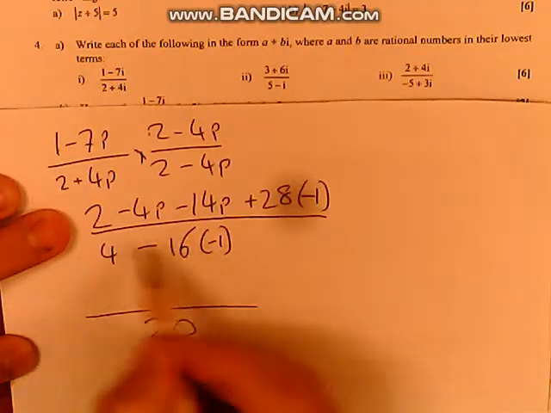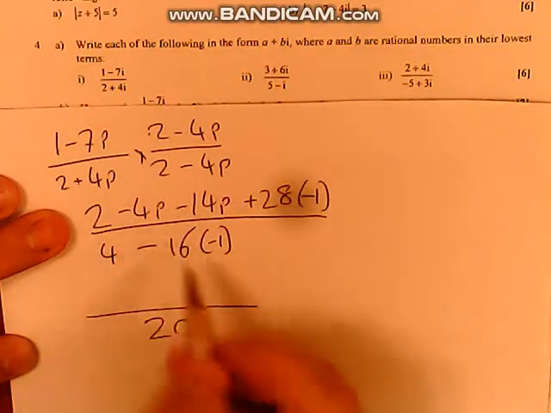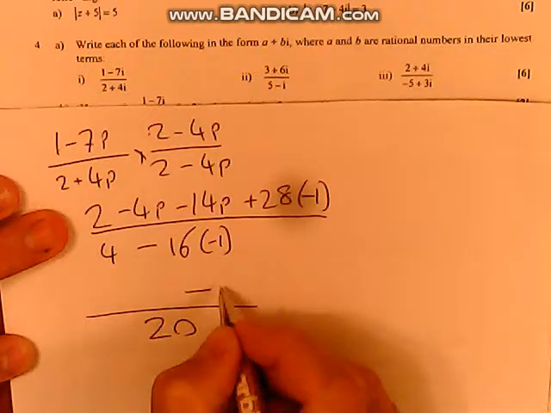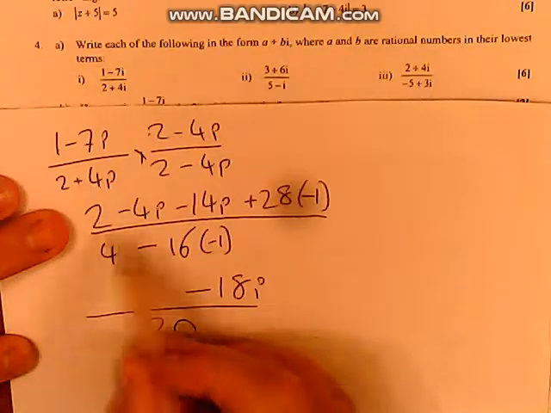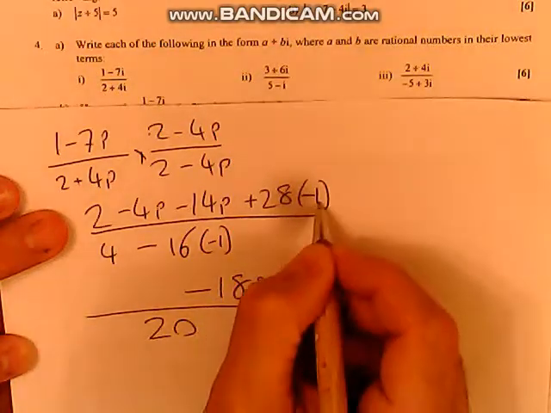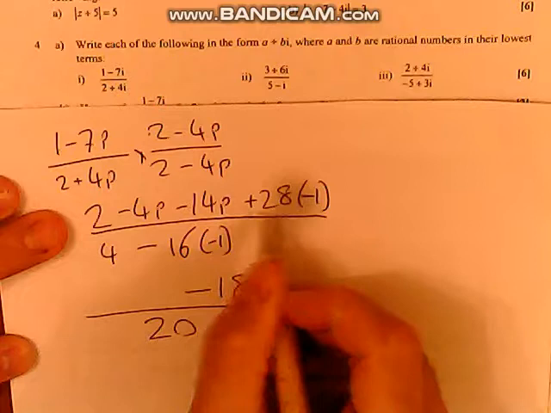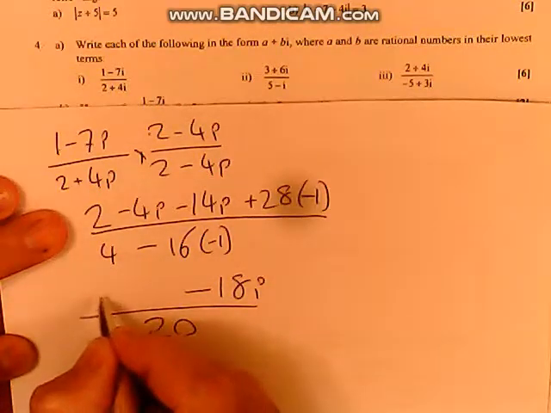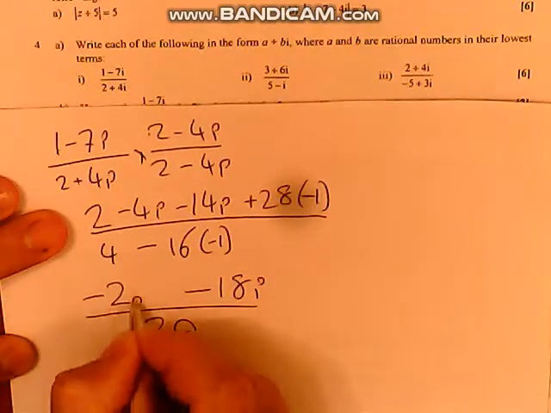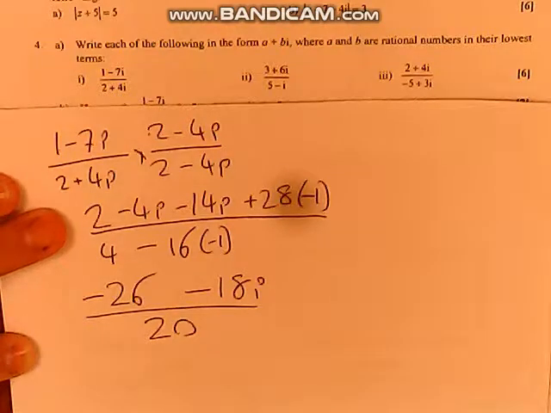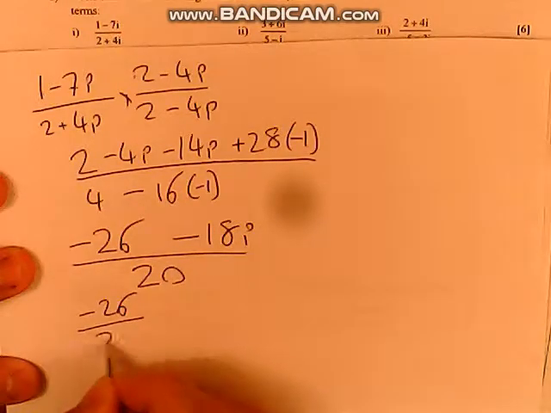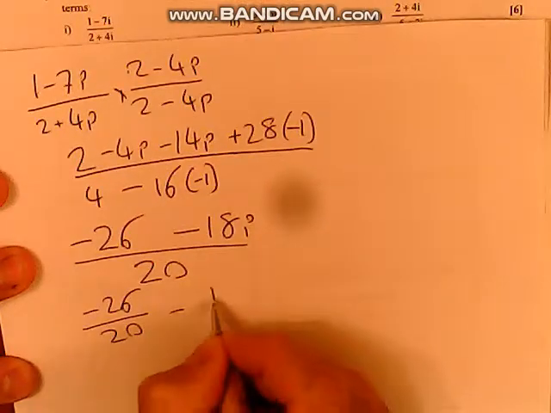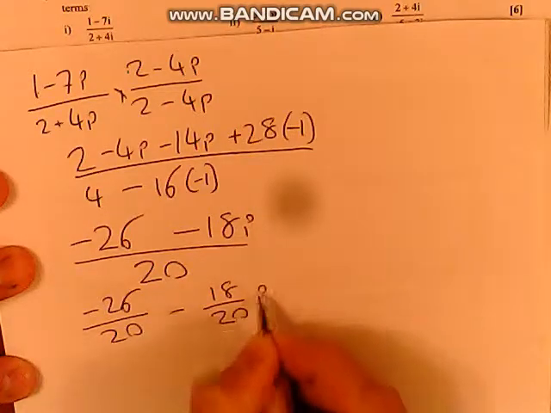And let's deal with the imaginary numbers first. I've got minus 14 and a minus 4, which makes minus 18. And then here I've got the 2 and the 28. It's 28 times minus 1, so minus 28, plus 2, which is minus 26. Now people might be a bit confused because there's fractions here, but that's fine. So it's going to be minus 26 over 20 and minus 18 over 20i.